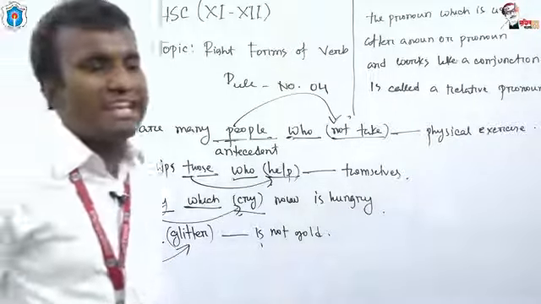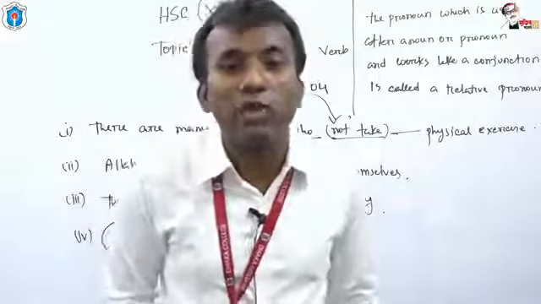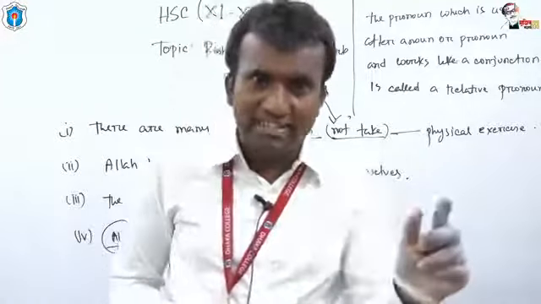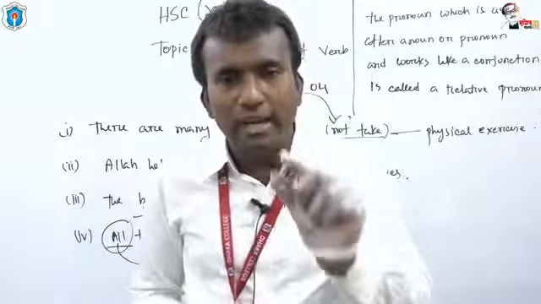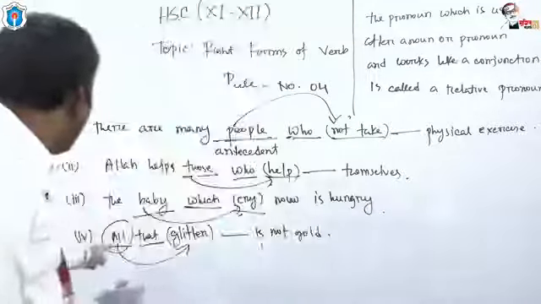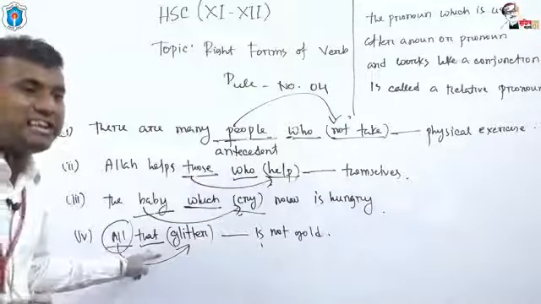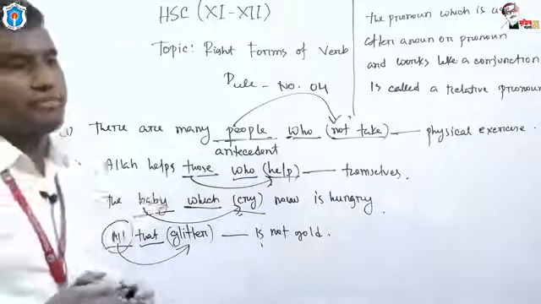Here, all is third person singular. Don't take it plural, please. That's why we have to use all that glitters is not gold.